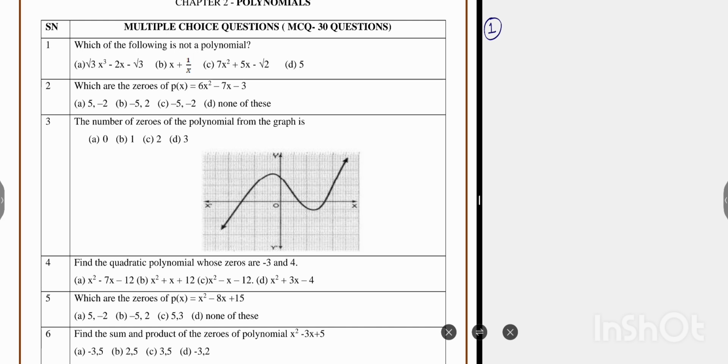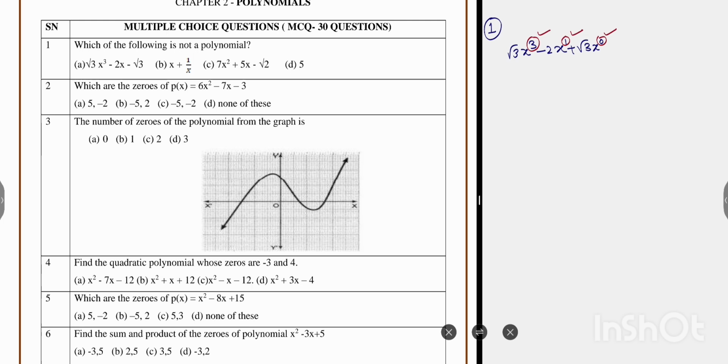If you see first option, we have x to the power of 3, x to the power of 1, x to the power of 0. In root 3 x to the power of 3 minus 2x plus root 3, we have to check only exponents of the variables. Here it is 3. When nothing is there, it is 1. And when variable is not there, we can consider it as x to the power of 0. So here it is 0. So as I said, exponent can be a whole number. Means what? Can be 0, 1, 3. It should be positive integer or 0. So it is a polynomial because here all exponents of the variables are non-negative integers.